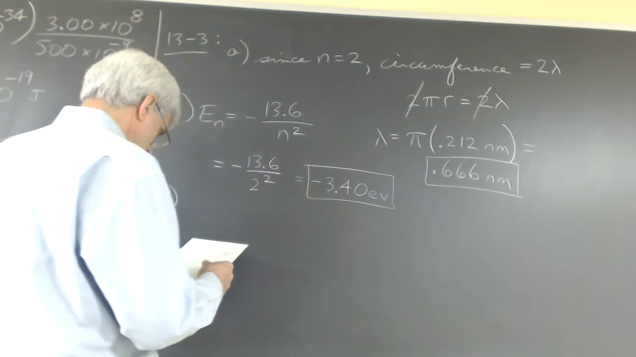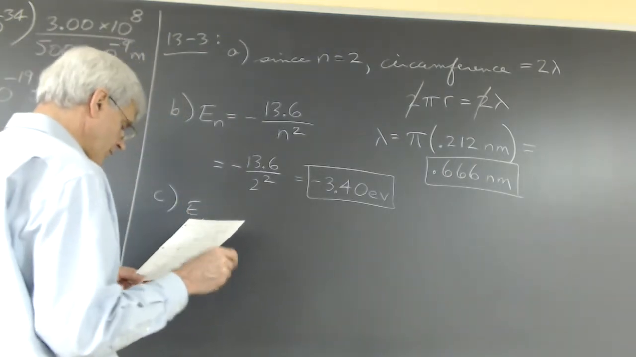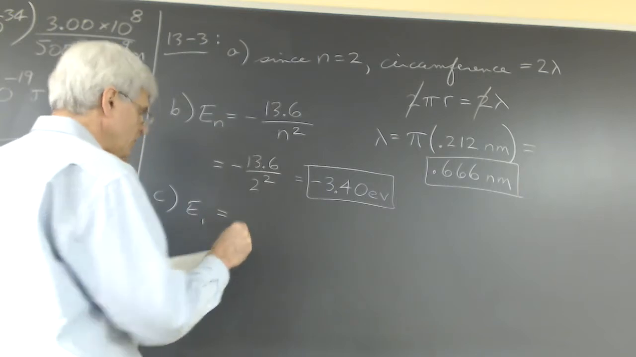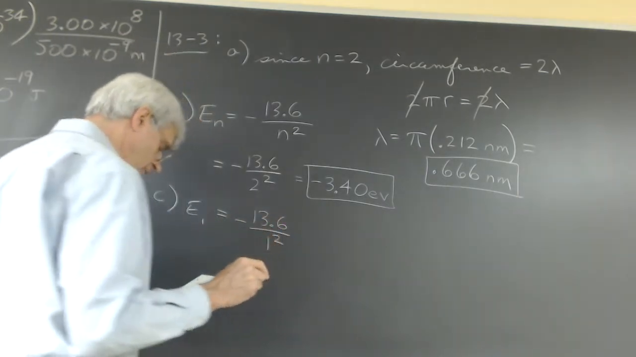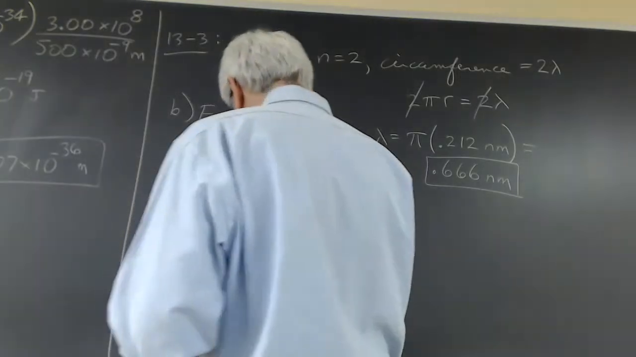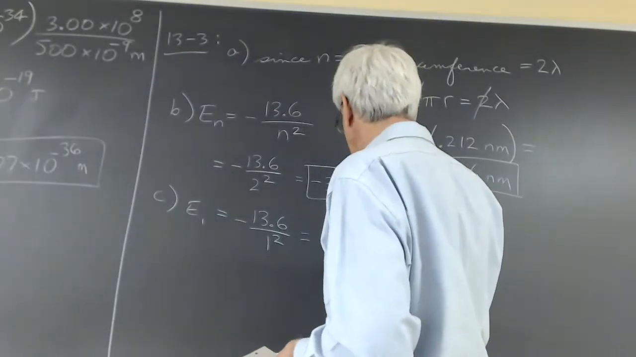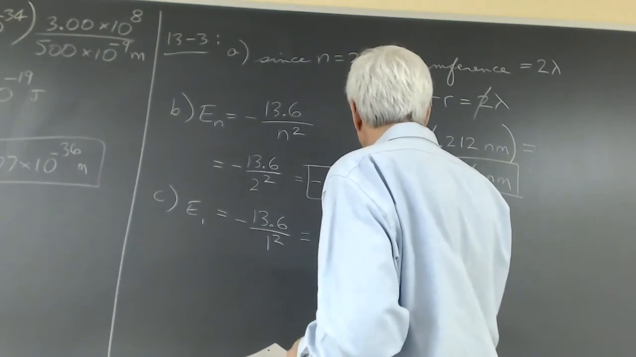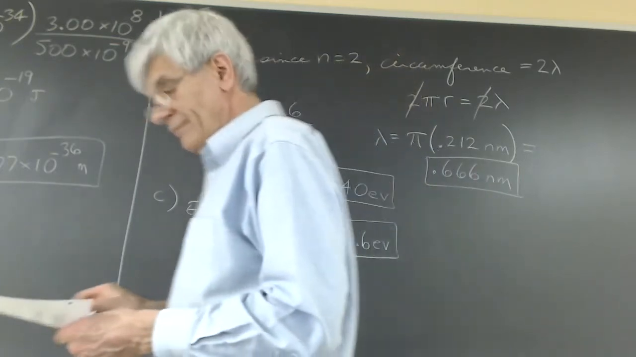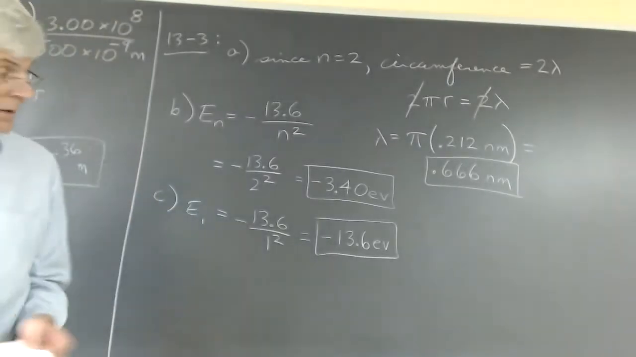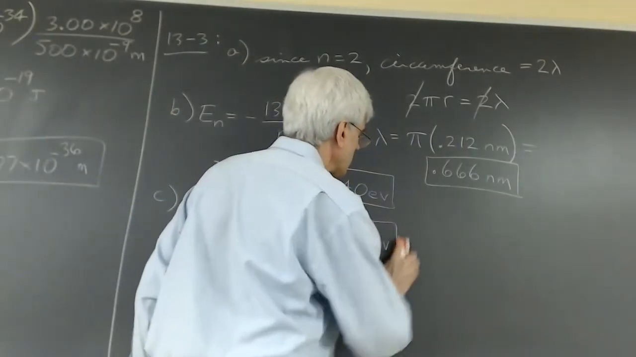So the energy of level number 1 is minus 13.6 over 1 squared, which, divide by 1, not too tough. Negative 13.6 electron volts. Well, that's not the answer yet. I'm getting ahead of myself. I put the box around the wrong thing here.